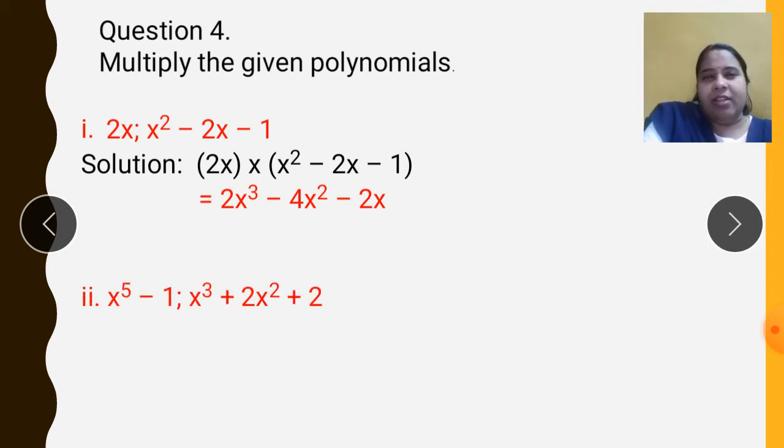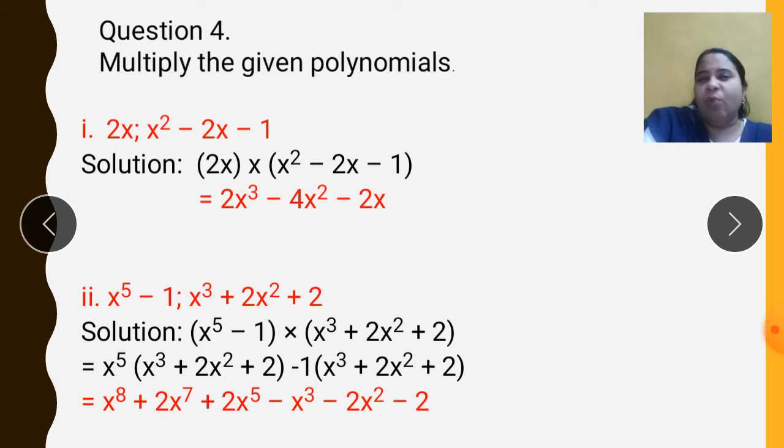Correct? See the next one. This is important. It is a binomial to be multiplied by a trinomial, 3 terms. Right? Method is same. What is the method? Take the first term and the second bracket. Take the second term with the sign and the second bracket. I hope you know this.